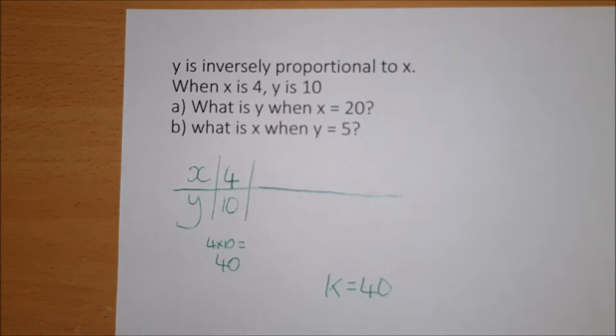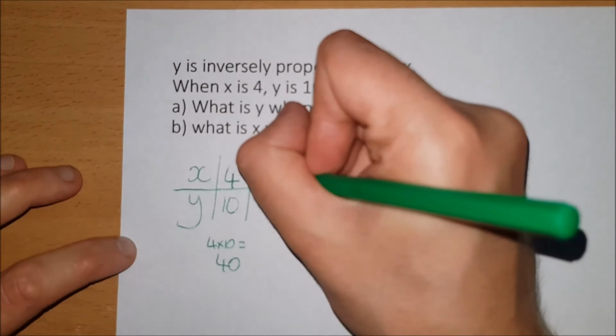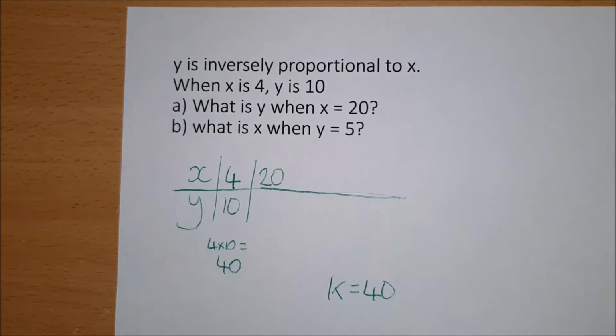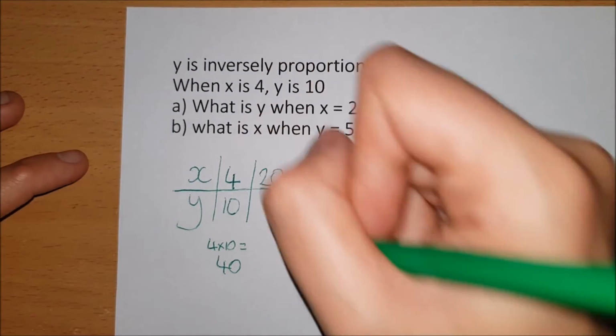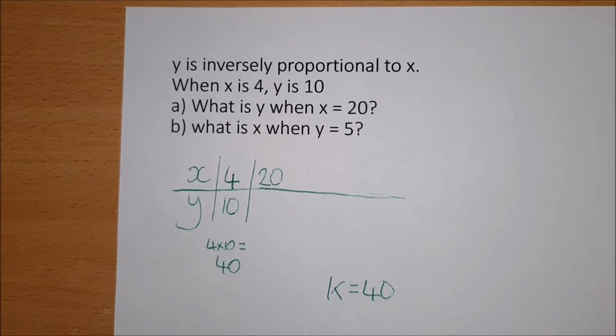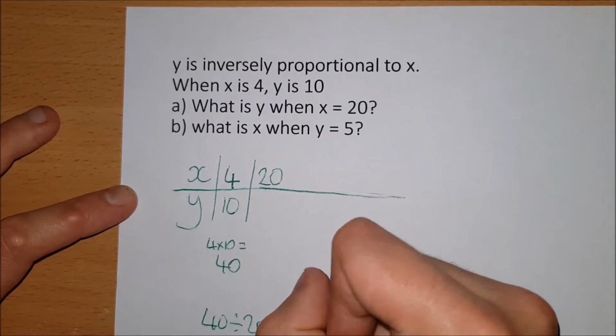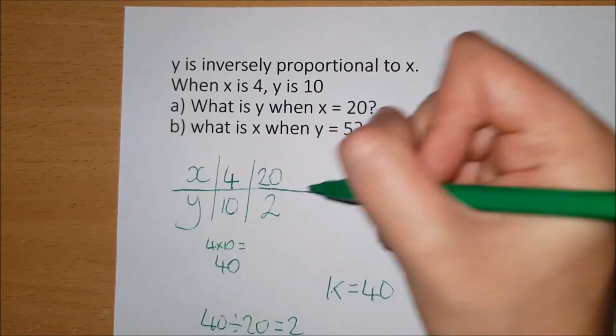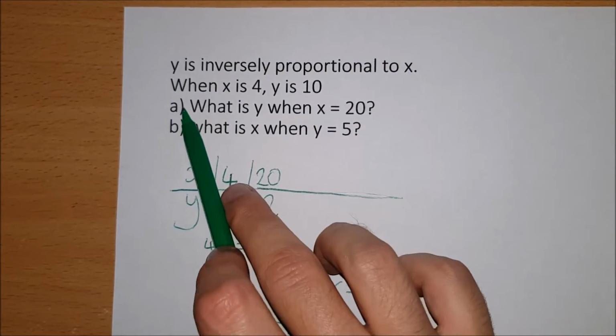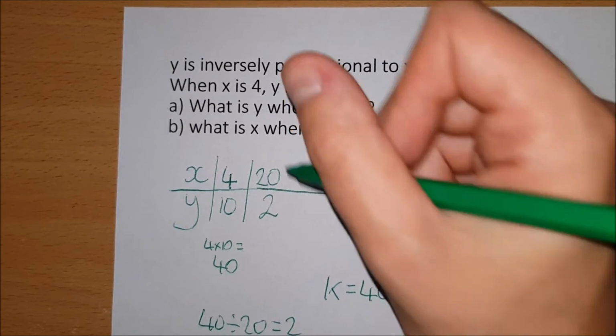So in part A, it says, what is y when x equals 20? Well, we can just fill that in. X is 20. We need something that we times by 20 to get 40. So 40 divided by 20 equals 2, so y must be 2. So the answer to part A is y is 2 when x is 20.